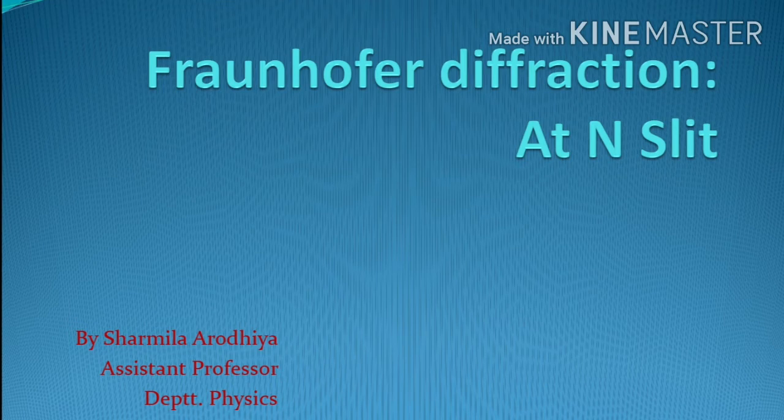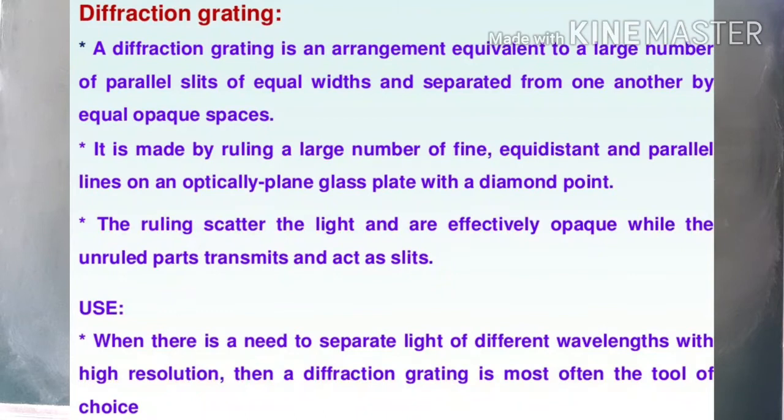Today we will discuss Fraunhofer diffraction at n slit. When a large number of identical narrow rectangular slits are held parallel to each other, having the same separation by an opaque space, it is called a grating.